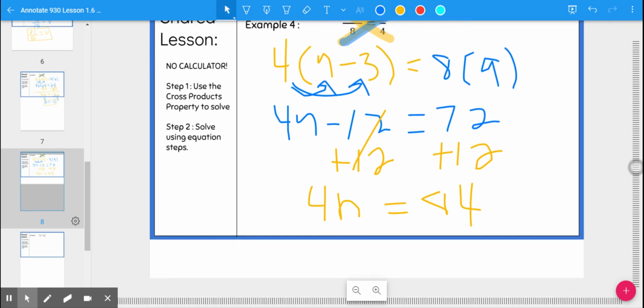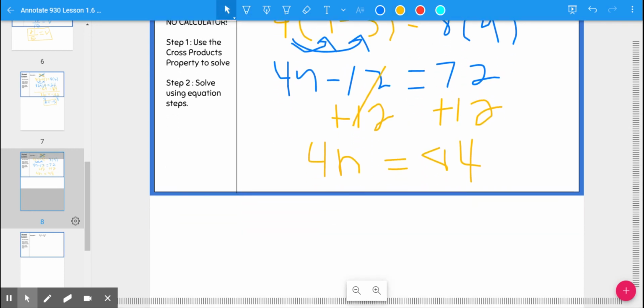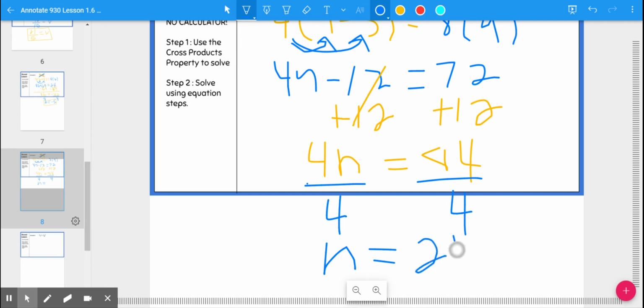Now we have 4n is equal to 84. Next step is you want to get that variable by itself, so we are going to divide both sides by 4. And we are left with n is equal to 84 divided by 4. You get 21. So my final answer here is n is equal to 21.